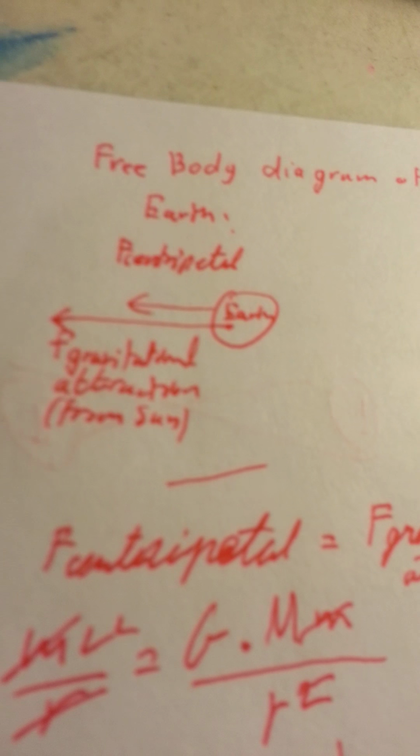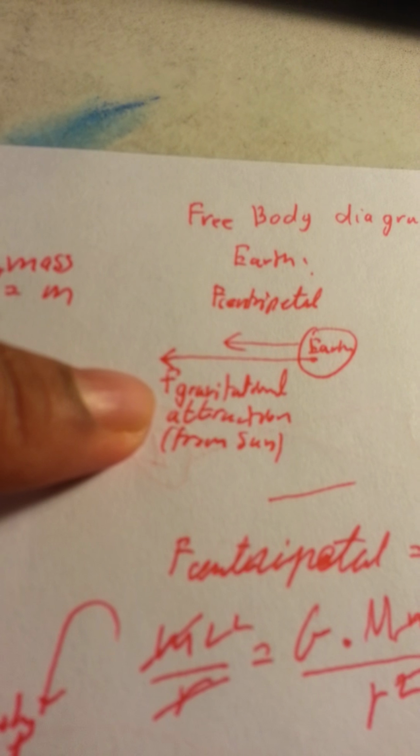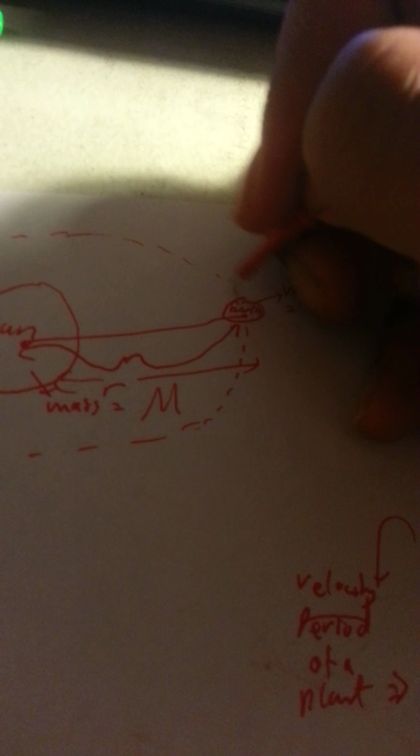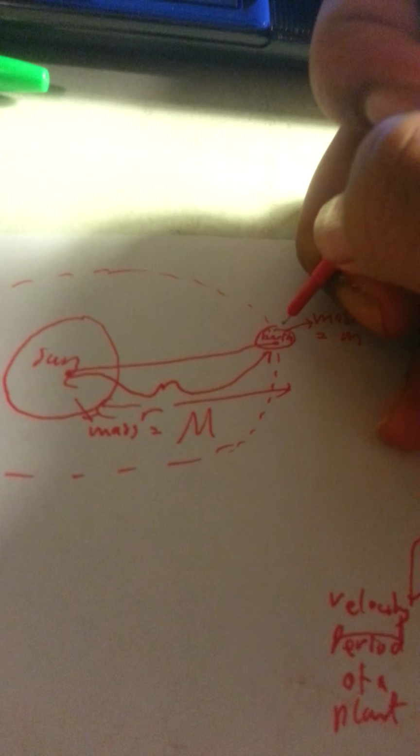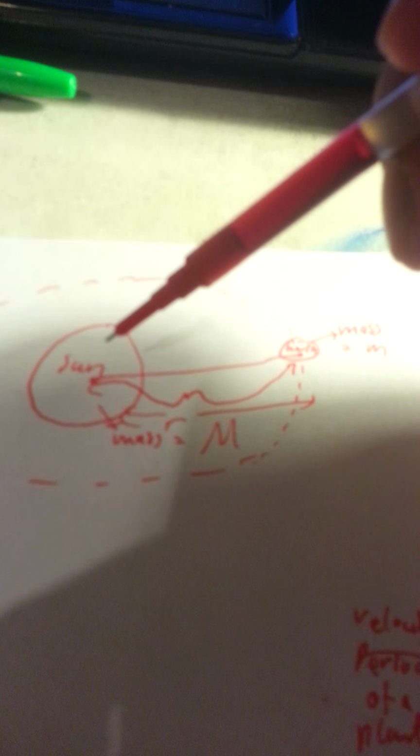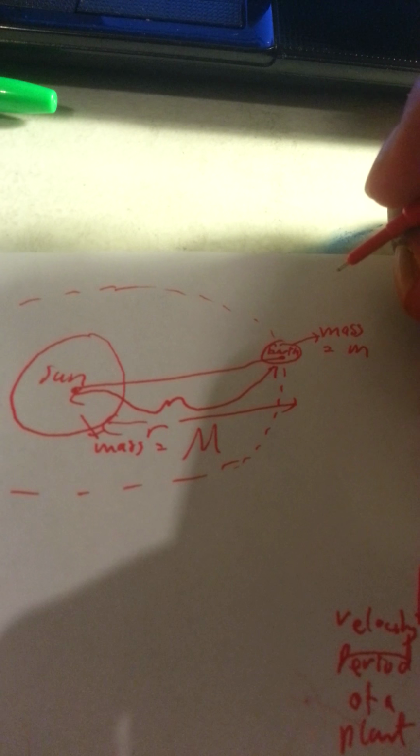So we have two forces, right? We have the force of gravitational attraction from the sun, and then we have another force called the centripetal force. Because when Earth is moving, it wants to go towards the sun. It wants to move tangent to the orbital shape that it's moving in.